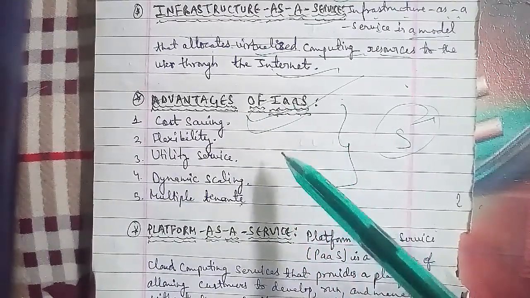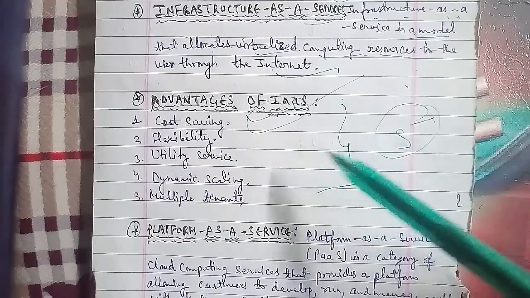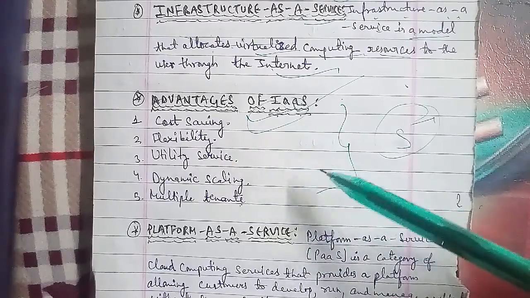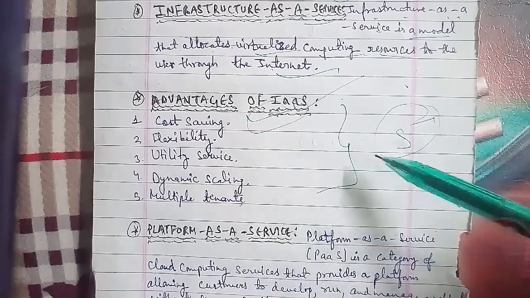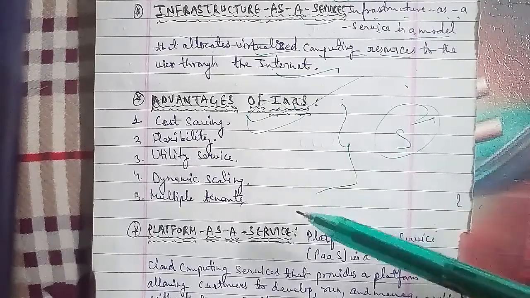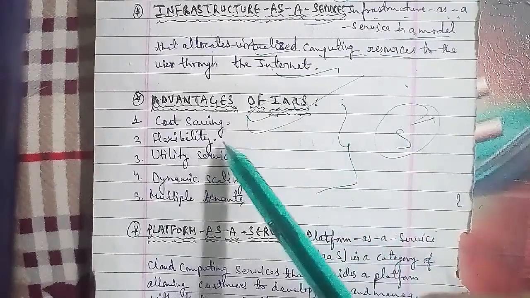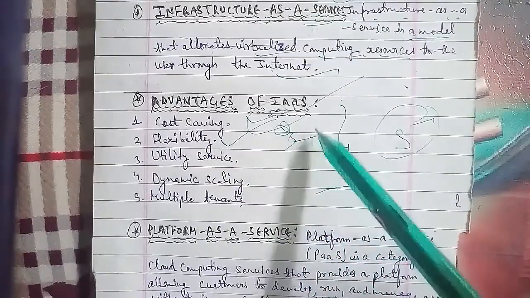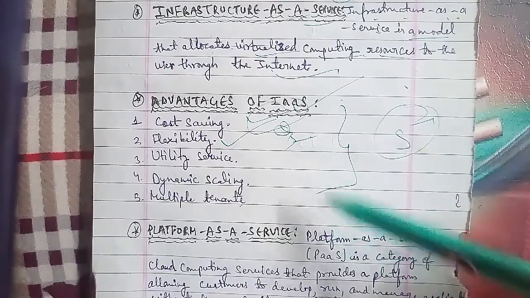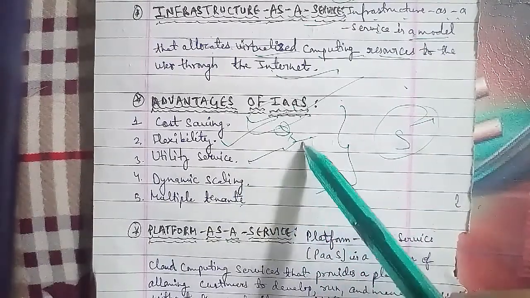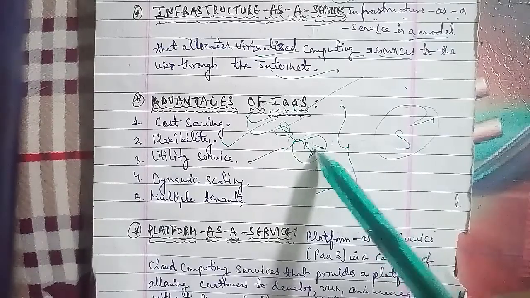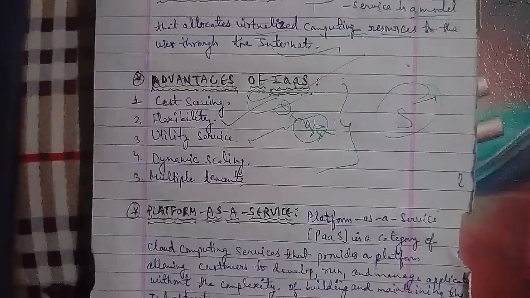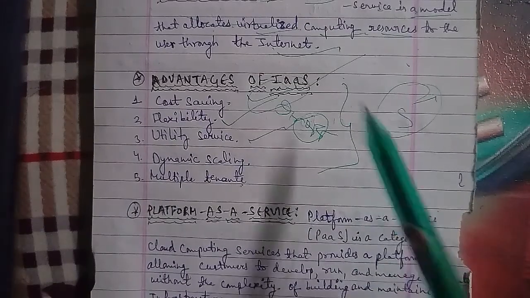The third one is utility services. The next one is dynamic scaling, also an advantage of infrastructure as a service. And the fifth one is multiple tenants, which are available in infrastructure as a service. So in all, the advantages of infrastructure as a service are cost saving, flexibility, utility services, dynamic scaling, and multiple tenants.